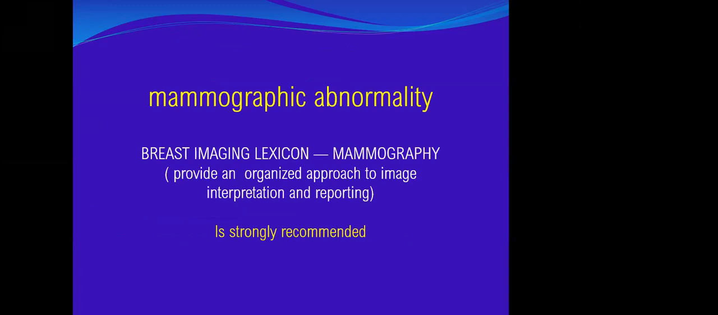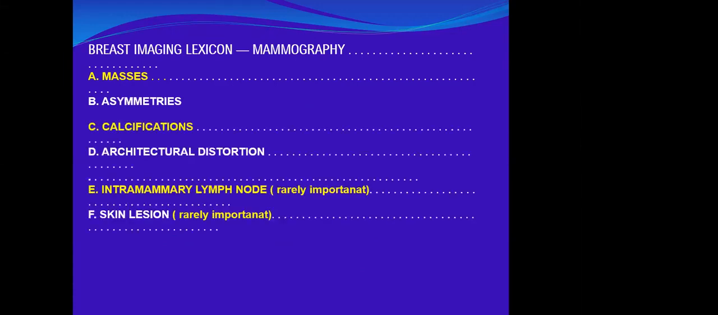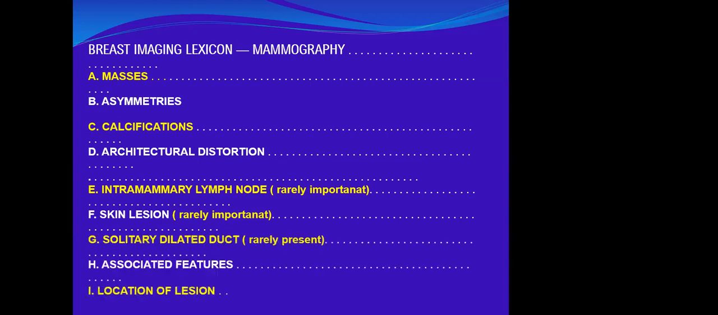And we said that the mammographic lexicon is strongly recommended, and the mammographic lexicon abnormalities include masses, asymmetries, calcifications, architectural distortions, intramammary lymph nodes, skin lesions, solitary dilated ducts, and associated features, as well as location of the lesions. And what is the definition of asymmetry as described before? Any volunteer?